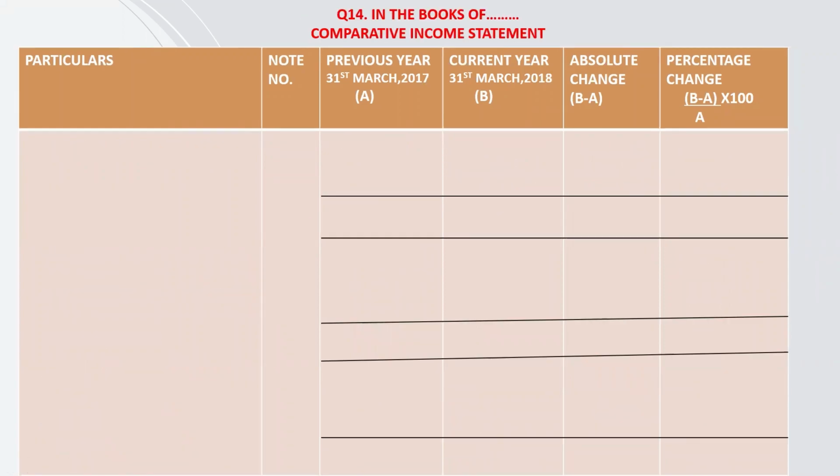क्वेश्चन नंबर 14 में हमें कोई भी वैल्यू गिवन नहीं है except revenue from operations. So we will first write revenue from operation. Previous year is 10 lakh for 31st March 17 year end and 15 lakh for year ending 31st March 18. Absolute change आया 5 lakh. 5 lakh divided by 10 lakh, 50% का percentage change आया.